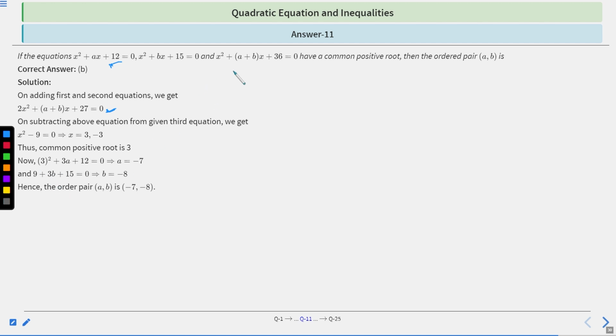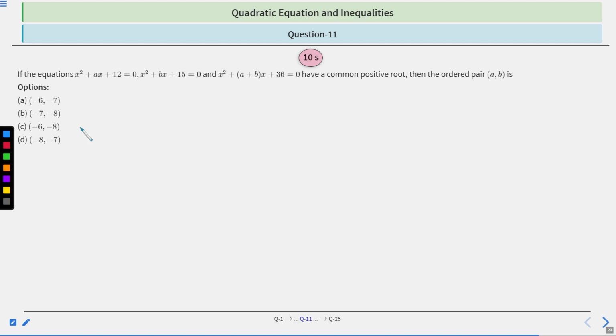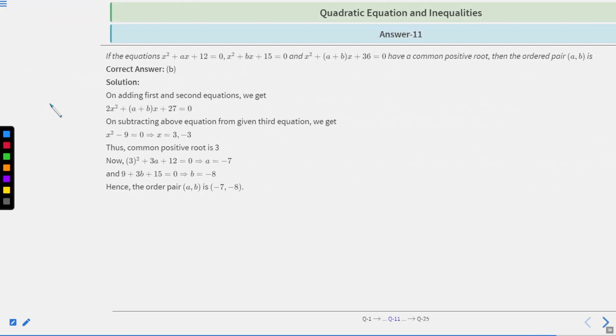Now let's put 3 in this equation. So 3 square plus 3a plus 12 is equal to 0. Clear? We have put 3 in this equation. So we got a as minus 7. Now by putting the value of minus 7 in another equation, we got 9 plus 3b plus 15 is equal to 0. So we got b as minus 8. So the ordered pair (a, b) is (minus 7, minus 8). So I think option B is the right choice. Now let's discuss another question.